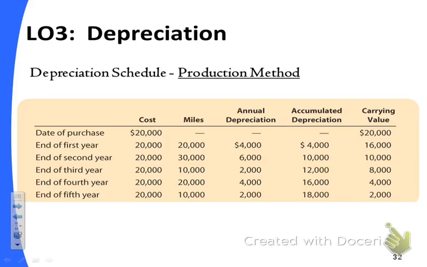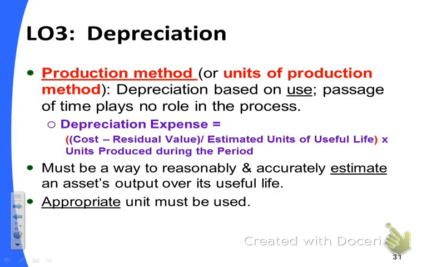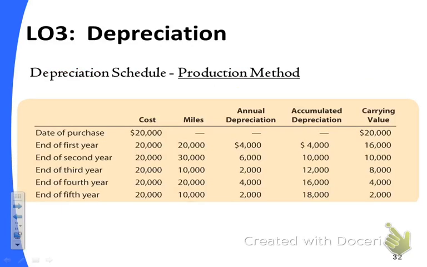So in the depreciation method using the production method, we're going to use this formula here: cost minus residual value divided by the units of useful life. This is going to give us a factor. We're going to multiply this factor by the actual units produced during the year. So we get this factor, and we multiply it by the number of miles driven to get our depreciation amount. All right, so let's look at a problem.